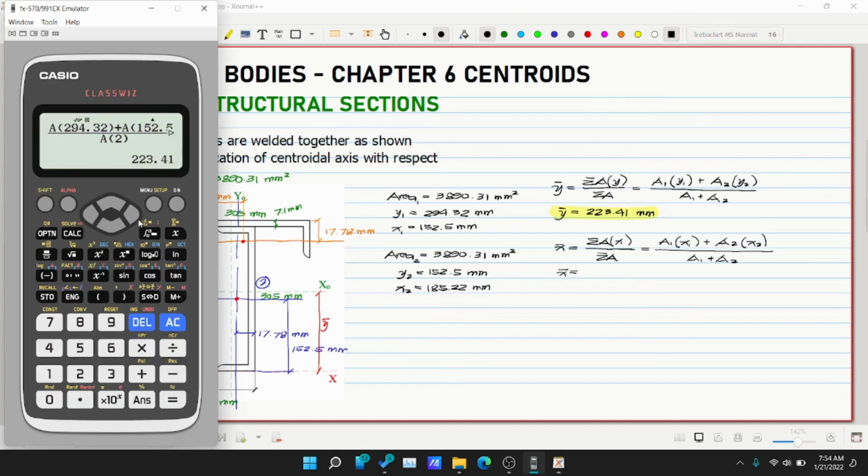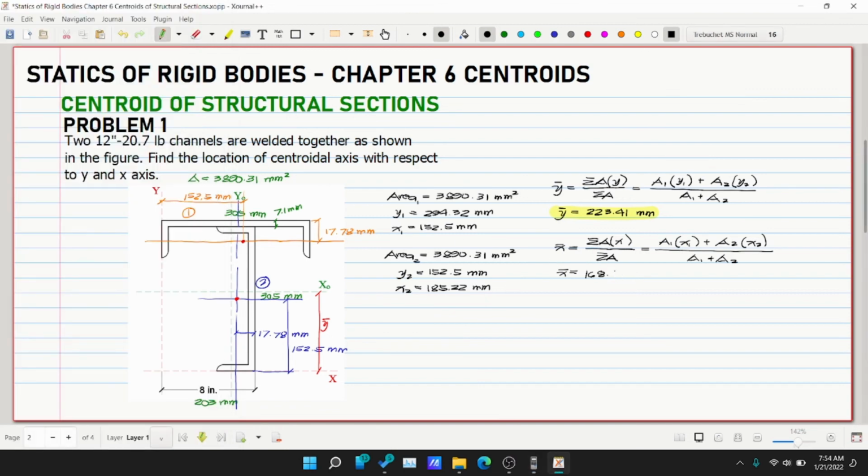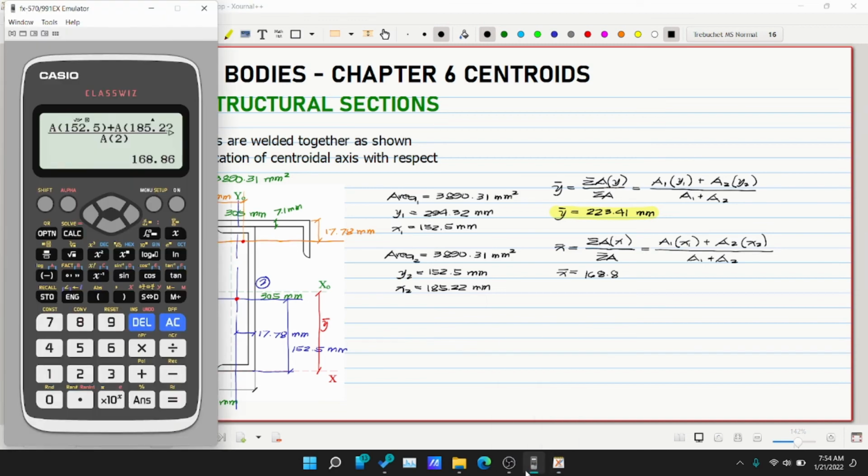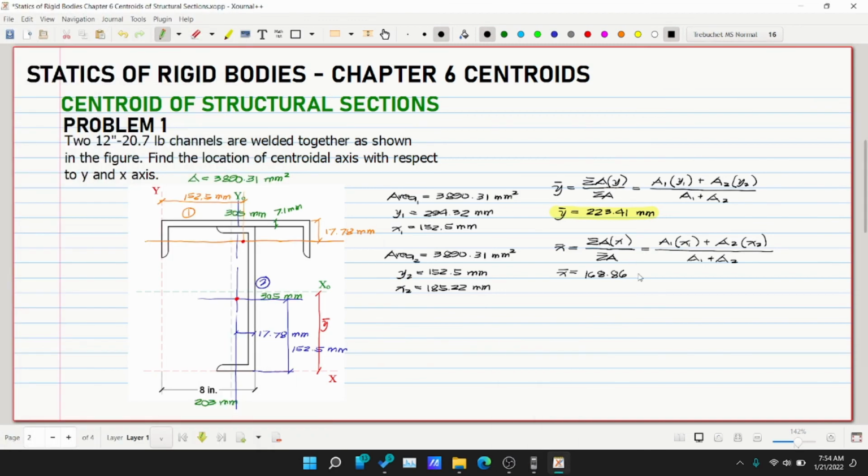So, punta na lang natin yung y1, gawin natin x1. That is 152.5. Then, yung ating x2 is 185.22. Then, okay, ito na yan. So, 168.86 millimeters.